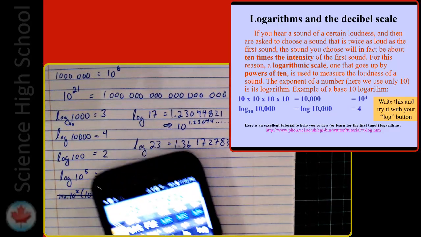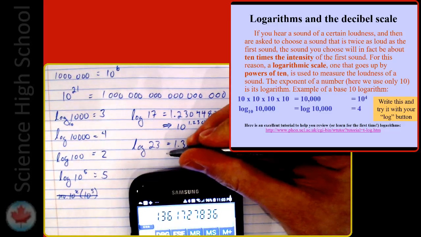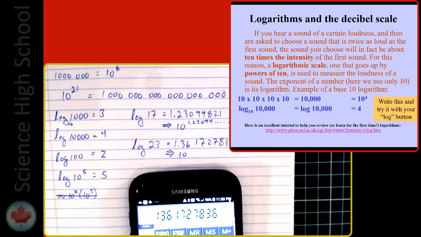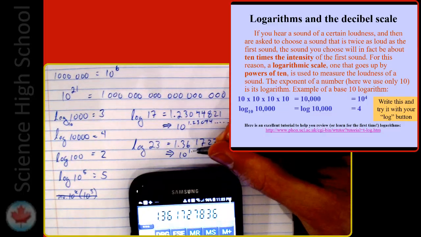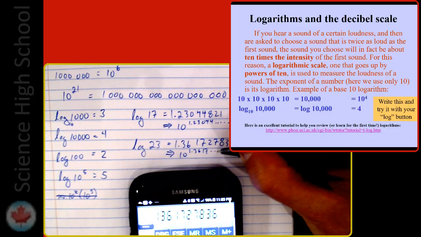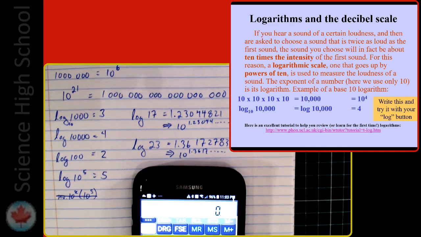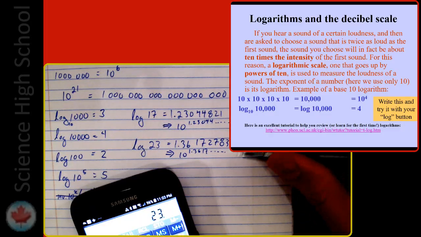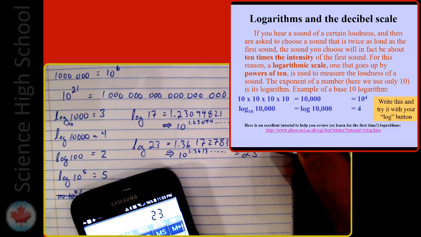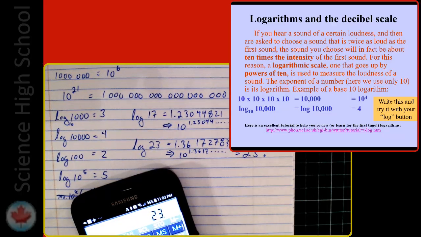1.361727836. We'll type it in just for argument's sake. 10 to the power of 1.3617, and I'll type it into my calculator. 10 to the power of 1.361727836 equals, beauty, 23. This is not 23 factorial, just 23. That is awesome.